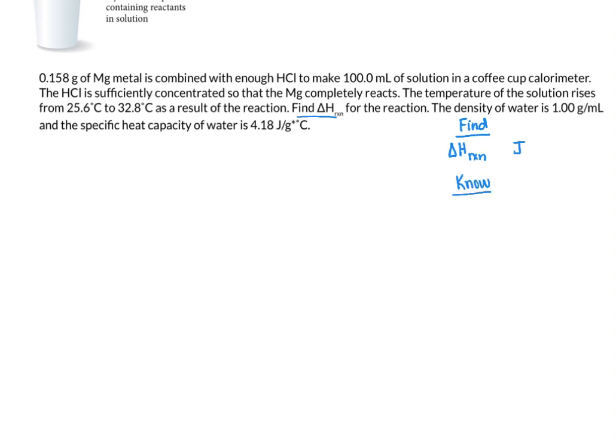The information we know: we have 0.158 grams of magnesium. We know that we have 100.0 milliliters of solution. We know our T initial, our initial temperature, which is 25.6 degrees C. We have our final temperature, which is 32.8 degrees C.